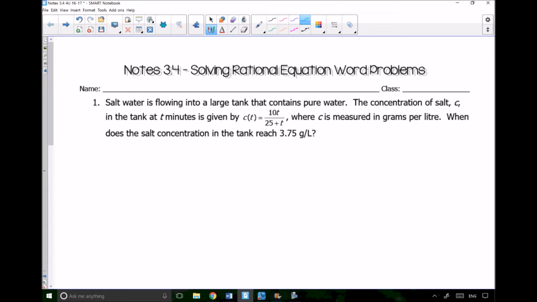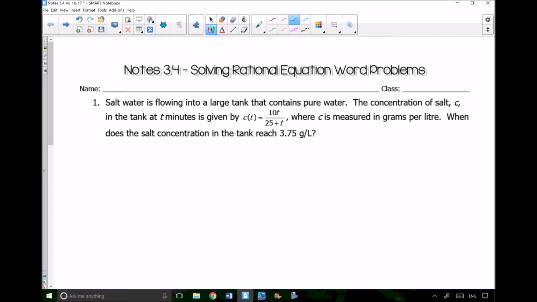We are looking at notes 3.4, which are on solving rational equation word problems. We've already talked about solving rational equations, and we've even done word problems. If you remember, we had an example with t-shirts. So I just want to go over 2 more word problems, and then we should be good to go for this lesson, for this topic.